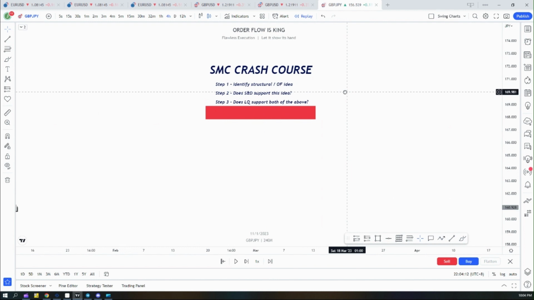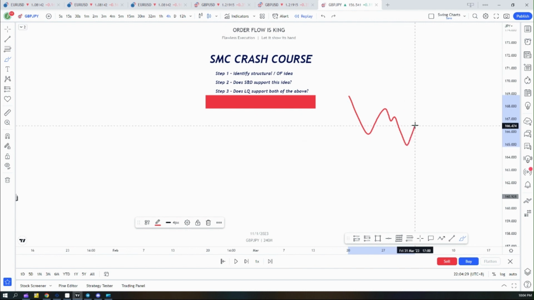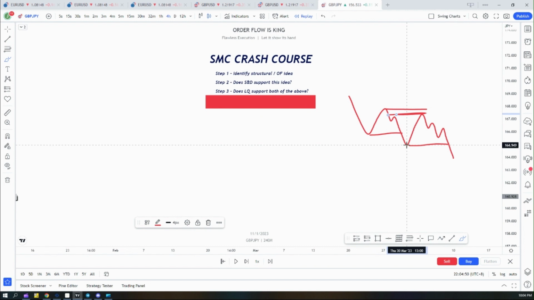And what's the last one? Does liquidity support both of the above? Perfect, right? So we'll do bearish this time. So we have our downtrend, right? Does liquidity support both of the above? So we are bearish, right? We're trending downwards. Does supply and demand support this idea? Well, we have this supply level which has been mitigated here, right? This is now our current swing high and our swing low.